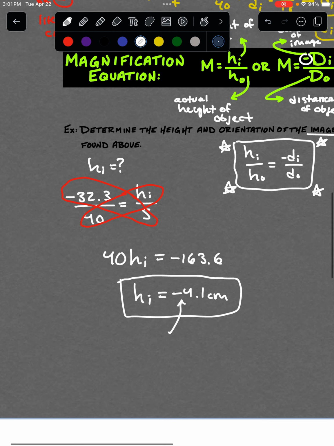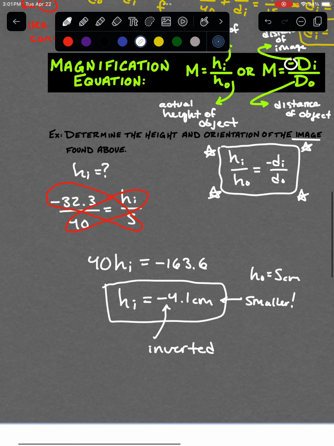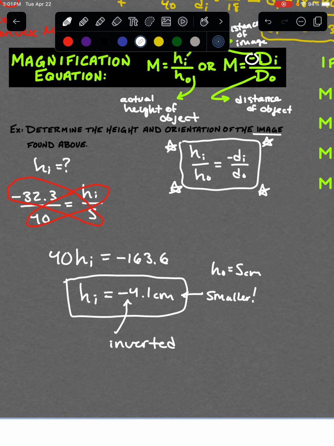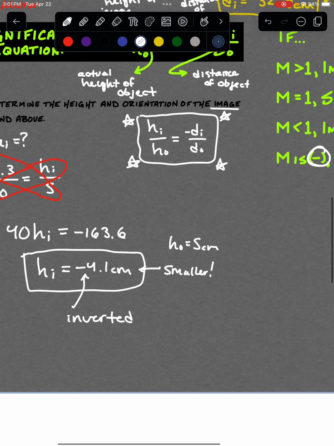So hey, check it out. My height of the image is negative. That means it's inverted. The height of the object was equal to 5 centimeters, so this thing is smaller. So my image is smaller and it is upside down. In this case, that means I have a magnification that is negative, and my magnification is less than 1 because it's smaller.